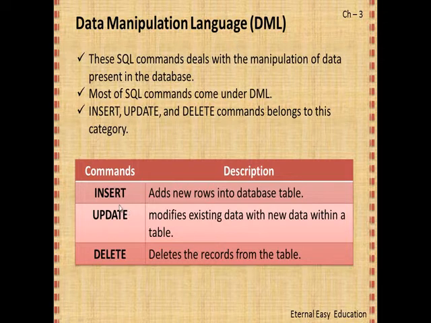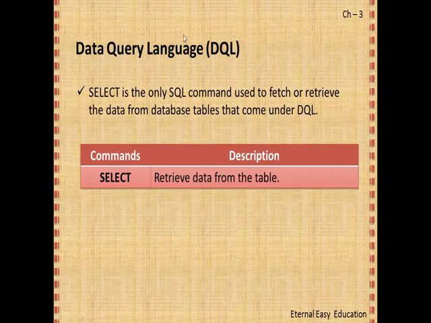Data Manipulation Language has insert, update, and delete. After creating the table, the insert command is used to insert a new row, that means a new record, in the table. Update command is used to modify an existing record. Delete deletes the record in the table. Then Data Query Language, only one command is present under this language, that is select. It is used to retrieve data from the table. We can retrieve the whole data or we can retrieve the data based on some conditions.